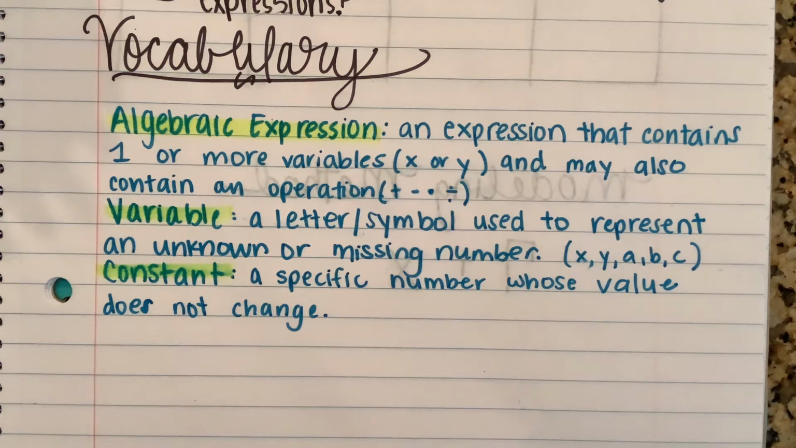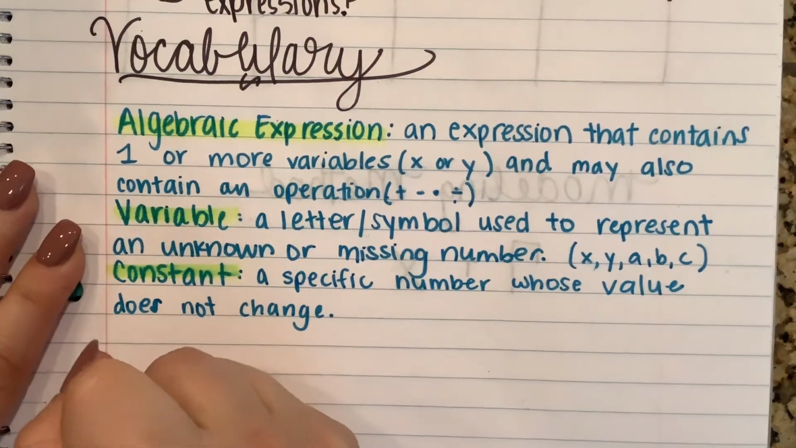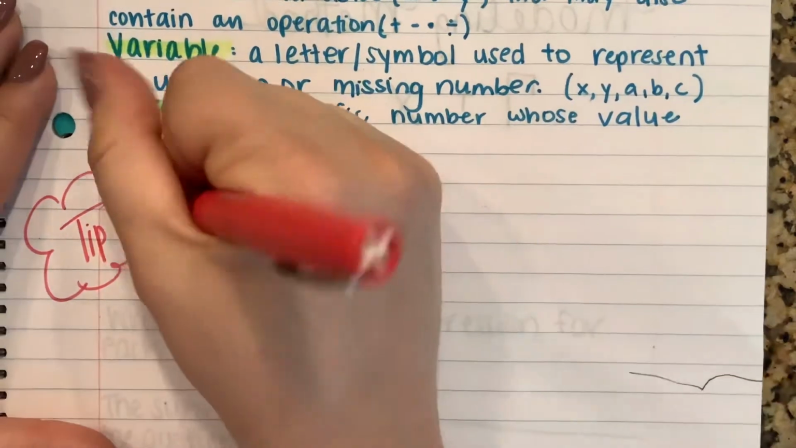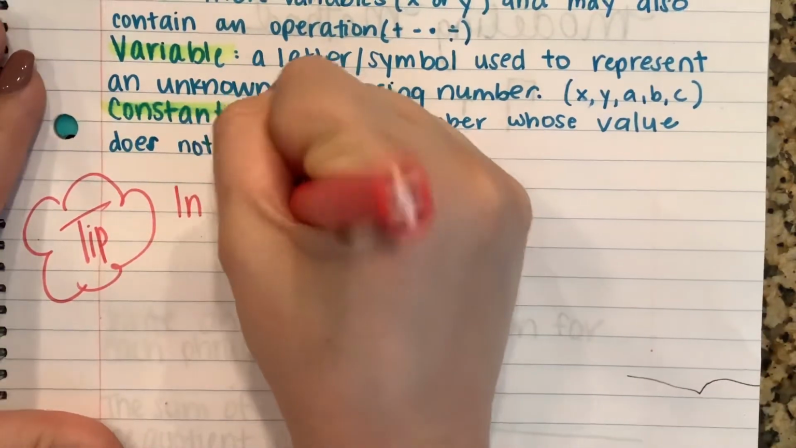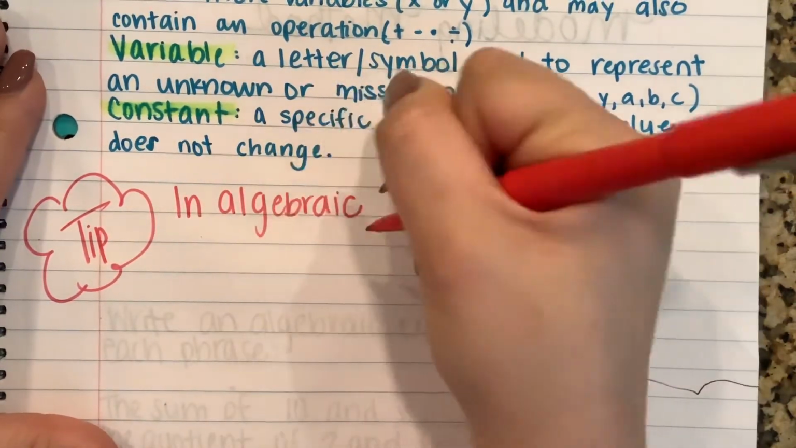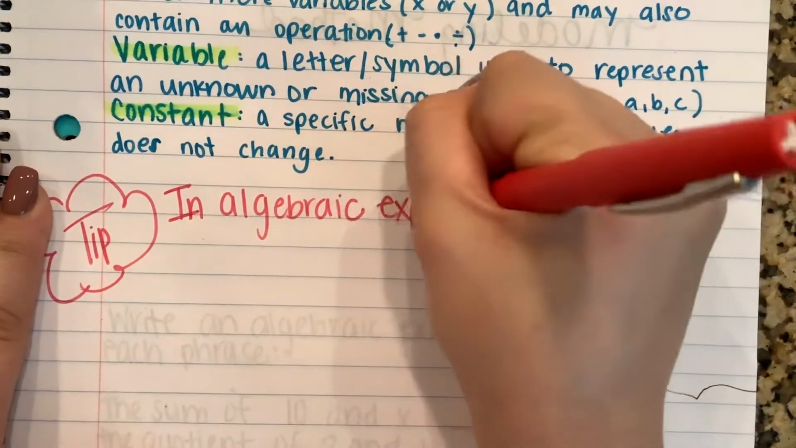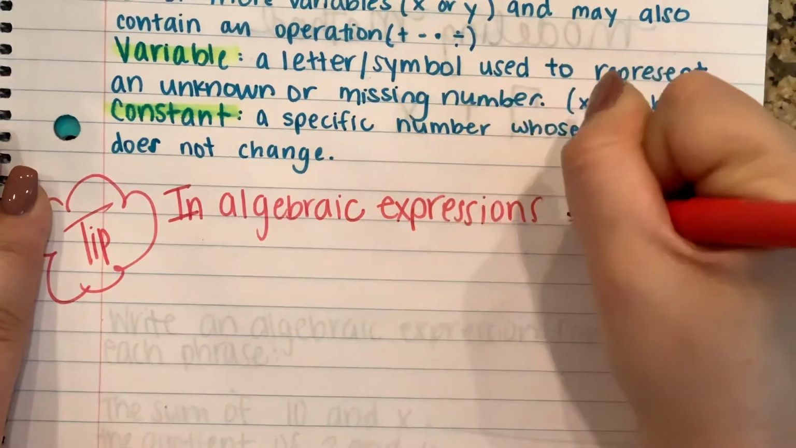And the next vocabulary word is constant. A constant is a specific number whose value does not change. And we are going to be using these 3 vocabulary words as we work through Module 10 and the rest of our Go Math book. I do have a tip for you about algebraic expressions. And that tip is that in algebraic expressions, multiplication and division are represented differently than we typically see them. So let's take a look.